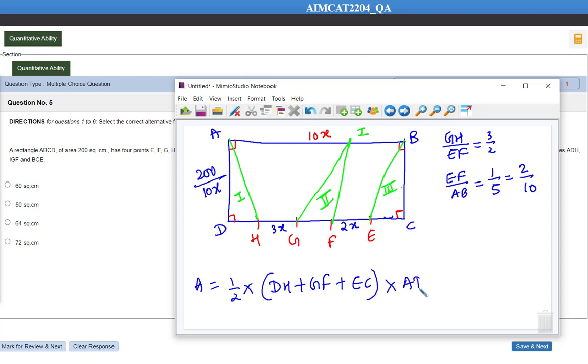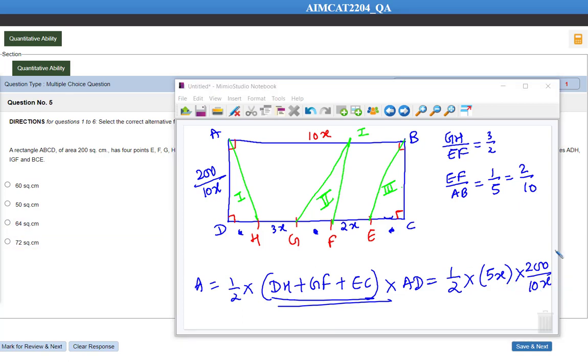So let's write it like this: half into the sum of these three sides. DH plus GF plus EC is going to be how much? 10x minus 5x, that is equal to 5x, into the length of AD, which is 200 divided by 10x. So x will get cancelled out, 0 will get cancelled out. So 50 is the answer. Let's mark 50 as the answer and move ahead.